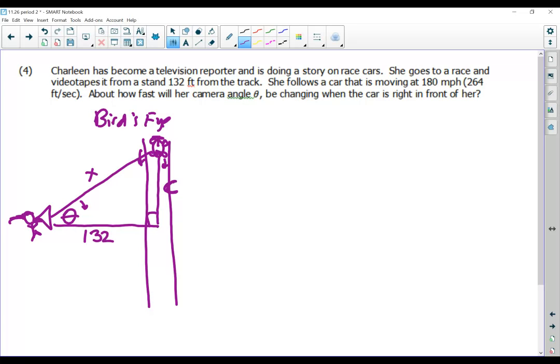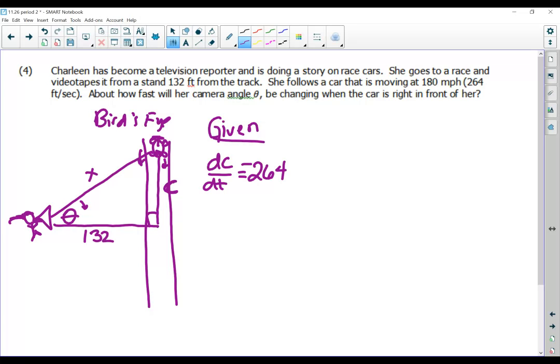All right, now let's see what's given. The car is moving at 180 miles per hour, 264 feet per second. So the rate of the car, which I'm going to call dc/dt, is 264. Now, if I think about this, the car's distance from her line of sight is decreasing at first. So I'm going to put it as a negative rate just because the distance is decreasing.